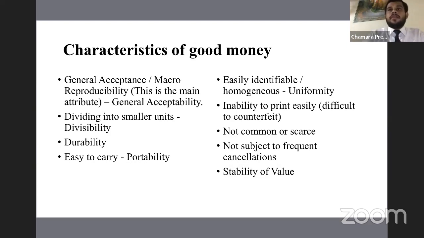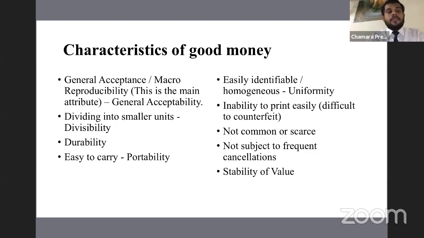One aspect of good money is general acceptability. If you want to do a transaction and exchange something for money, it should be accepted by everyone. That is called general acceptance, one of the main characteristics of good money. Also, dividing into smaller units is called divisibility. When it comes to making payments, we must be able to make a small payment, or maybe a higher payment. If you can do that, it means money can be divided into smaller units, right? And also durability. You can use it for a long time.